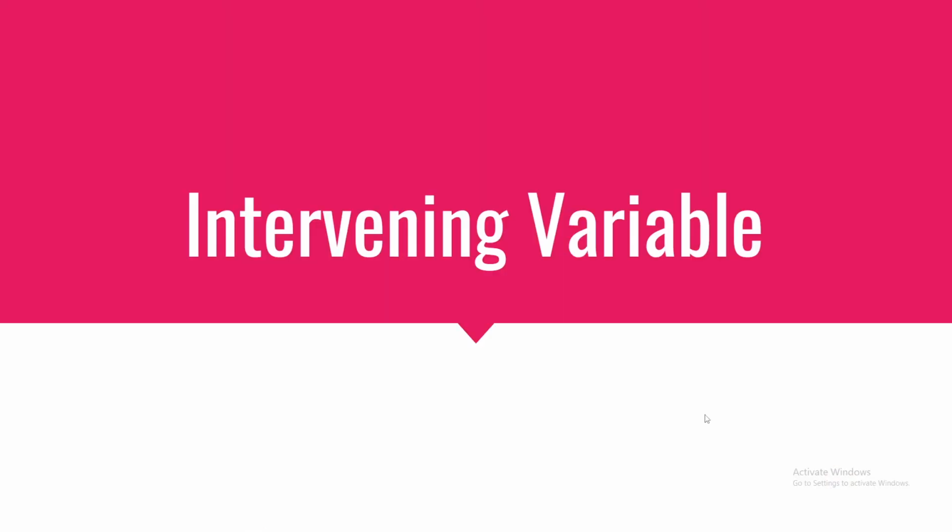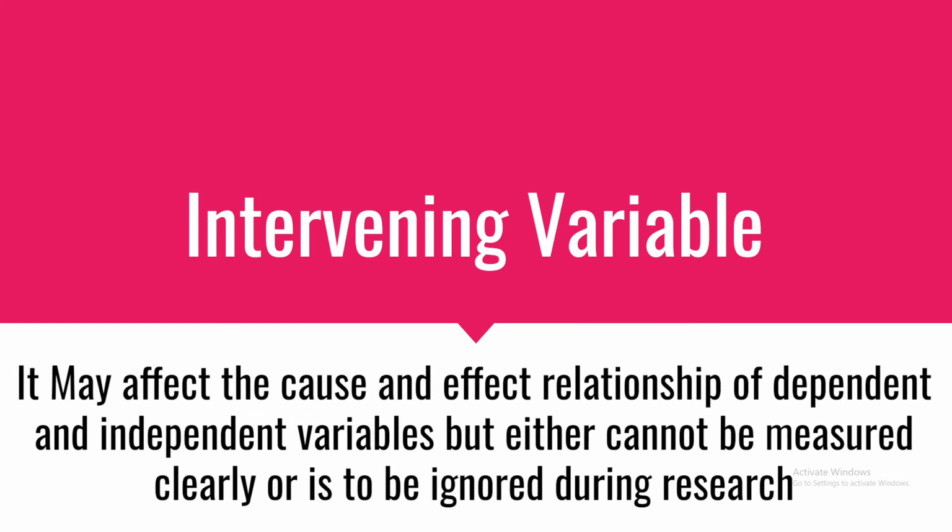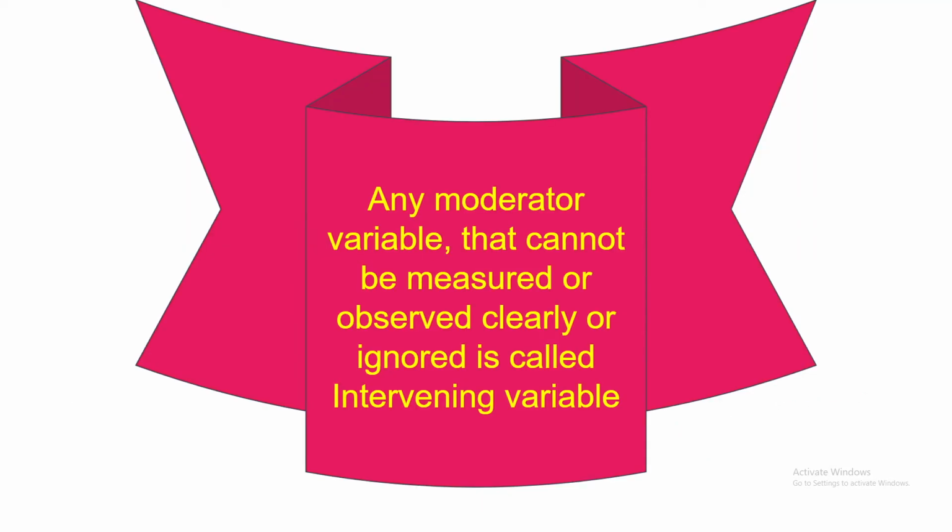What is an intervening variable? Any variable is called an intervening variable which can affect the cause and effect relationship of dependent and independent variables, but either cannot be measured or must be ignored during research. This means the intervening variables are neither controlled nor taken into account during research. In other words, any moderator variable which cannot be measured or observed, or is ignored, is called an intervening variable.